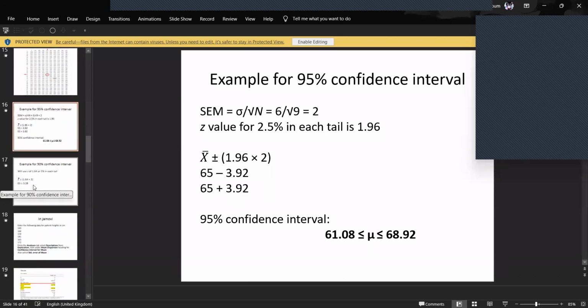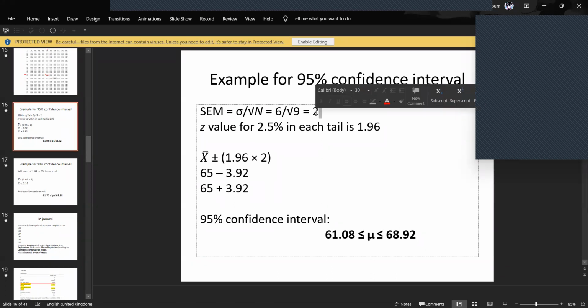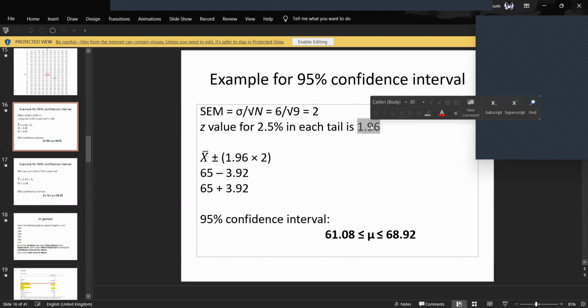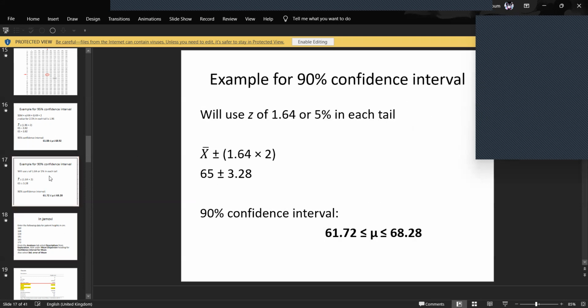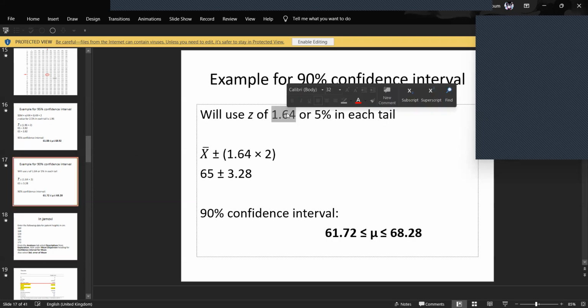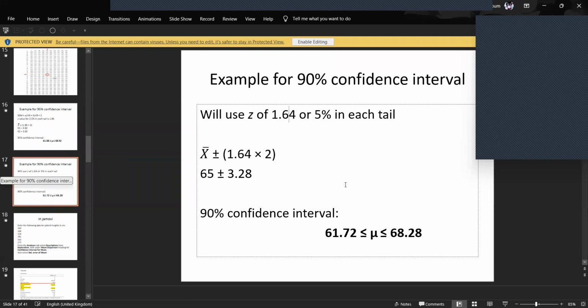And so if you want to find the 90% confidence interval, again, you'd take the standard error of the mean, which is 2. And instead of multiplying it by 1.96, which is our Z value for 95%, you'd multiply it by 1.64, which is our Z value for 90% confidence intervals. And so 1.64 times 2 is 3.28. And so 65 plus 3.28 is 68.28, and 65 minus 3.28 is 61.72. And so you can draw these if you want to.